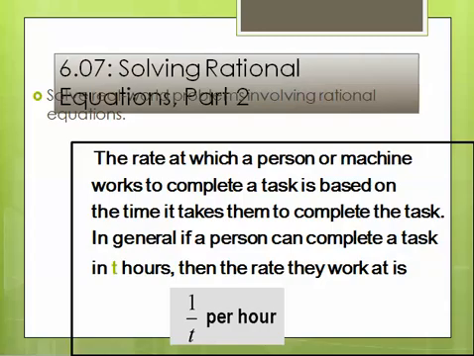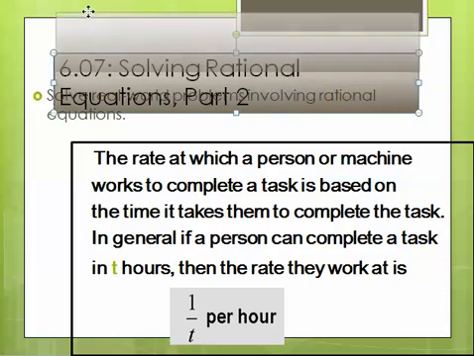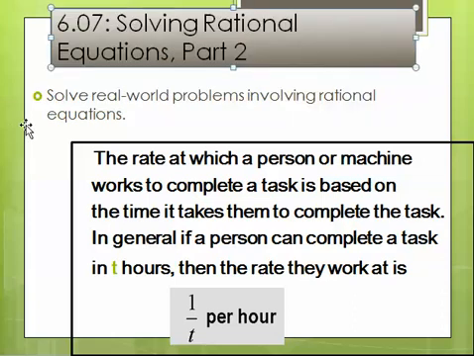Okay? What we're looking at this time is solving rational equations. What we were getting to was some of these yucky word problems. I know, I hate it too, but that's what we're going to be looking at. We're going to solve some real life, real world problems using rational equations. Are these going to be real world problems? Well, I think you will see that they are.